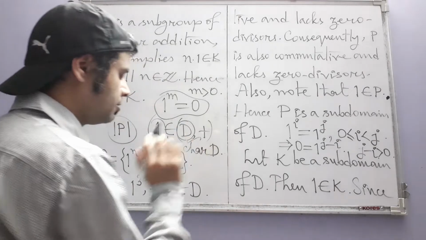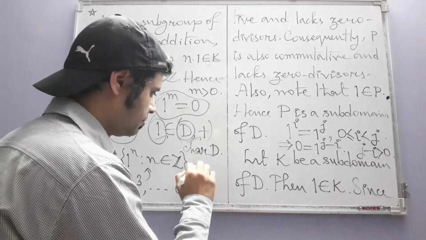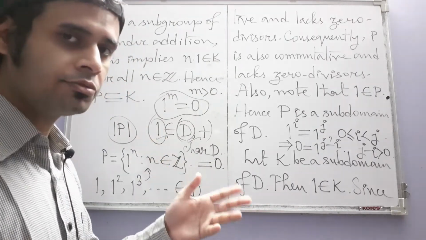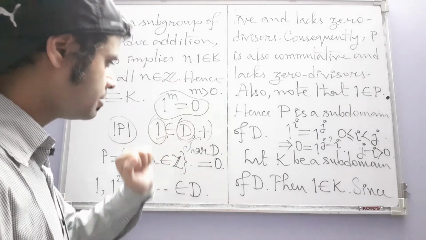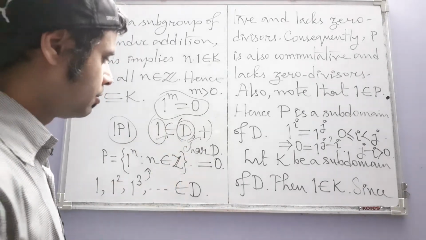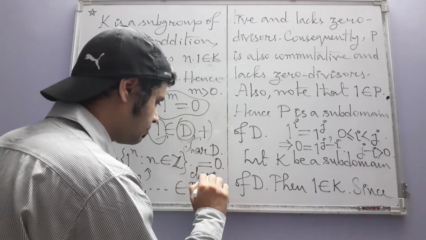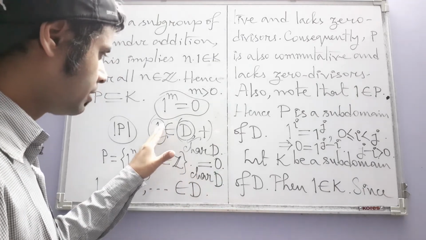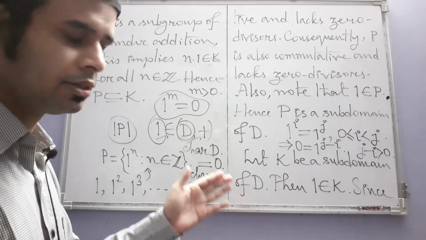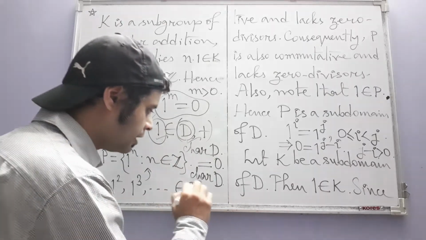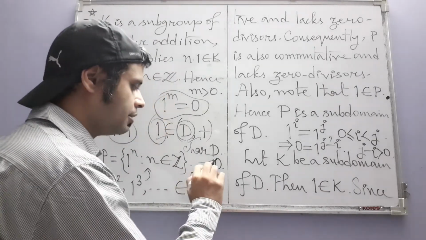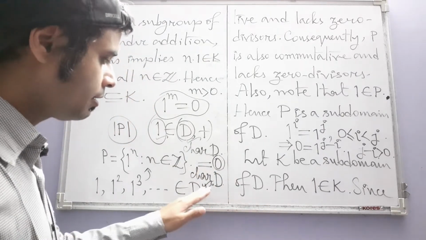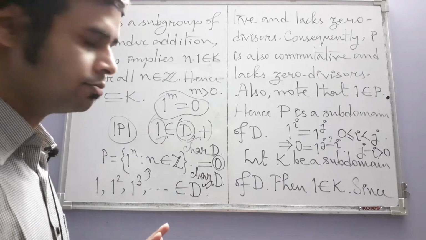Characteristic of D is either 0, which is when one has infinite order as an element in this additive group of D, or the characteristic of D is a finite positive integer, which is when one has finite order as an element in this group D. And when it has a positive integral value, that value is a prime number. We have already proved these things.